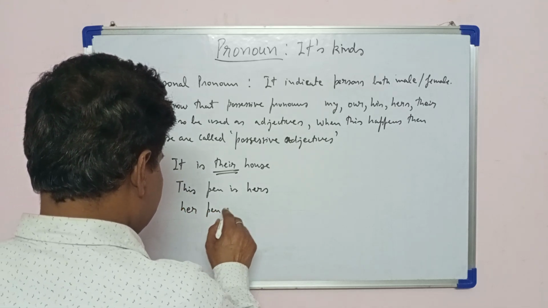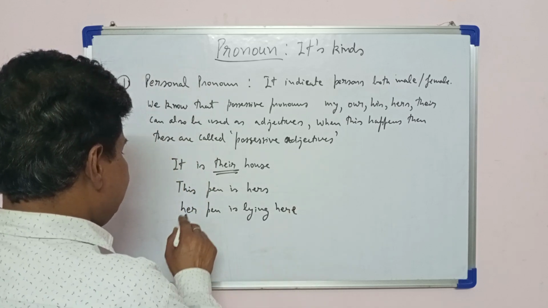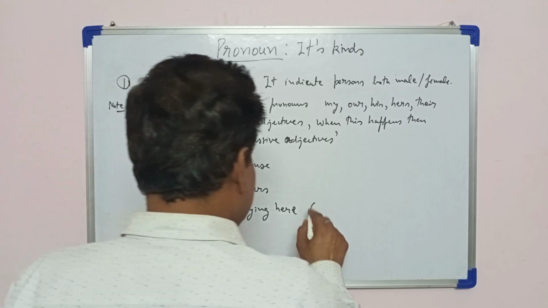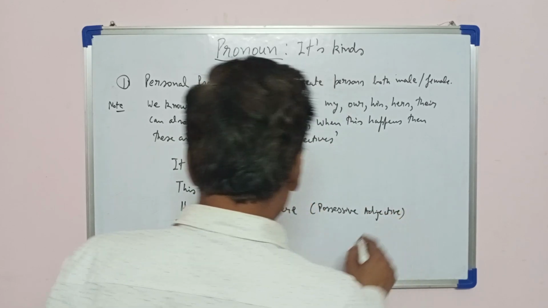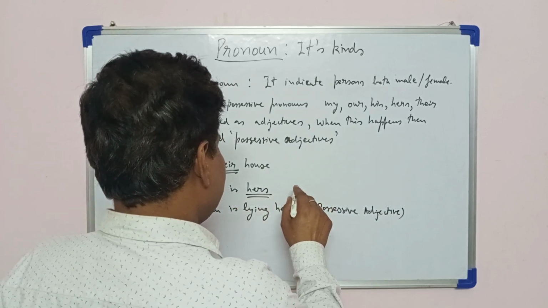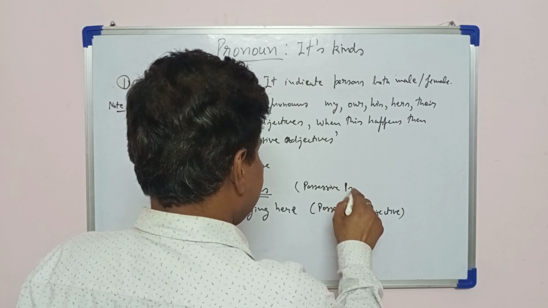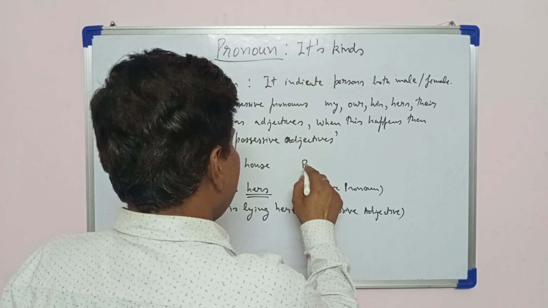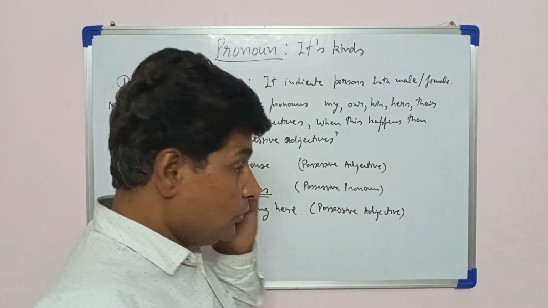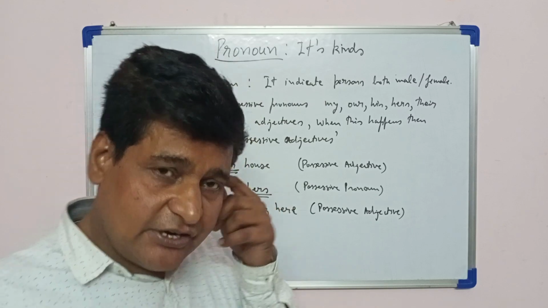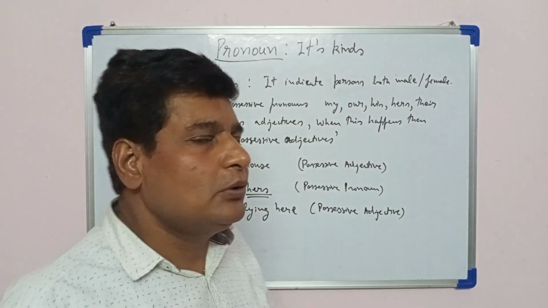Her pen is lying here. So here you can understand that her pen is lying here. Here it is used as a possessive adjective. And here it is used as a possessive pronoun. And here also possessive adjective. Okay, so it depends. If it is used like an adjective along with some noun, then it will become possessive adjective. Otherwise, it will remain possessive pronoun.